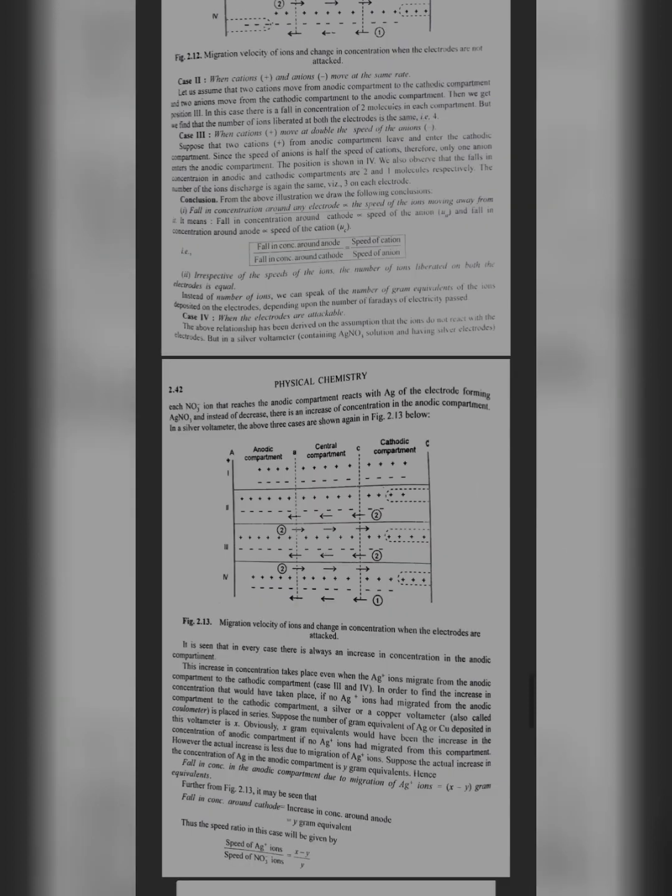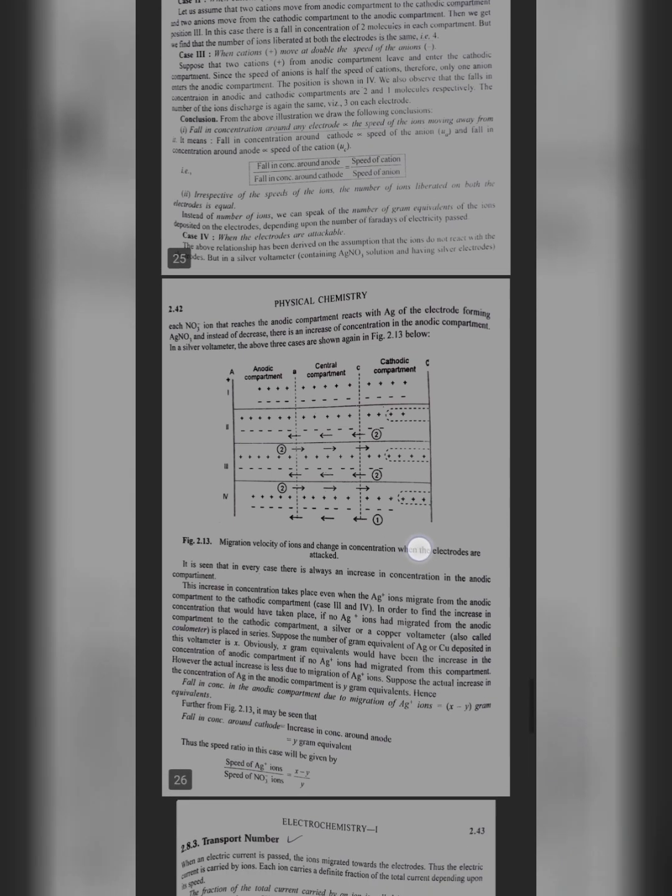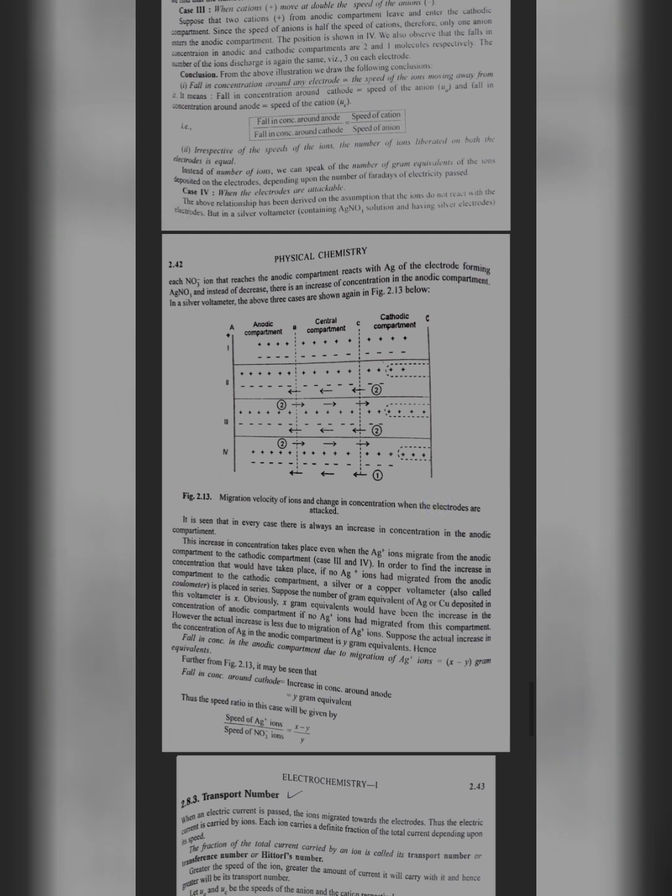Case 4, when the electrodes are attackable. The above relationship was derived on the assumption that ions do not react with the electrode, but in a silver voltmeter, each NO3 negative ion reaching the anodic compartment reacts with the Ag of the electrode forming AgNO3, and instead of a decrease there is an increase of concentration in the anodic compartment. This increase in concentration takes place even when Ag+ ions migrate from the anodic compartment to the cathodic compartment. In order to find the increase in concentration that would have taken place if no Ag+ ion had migrated, a silver or copper voltmeter is placed in series.